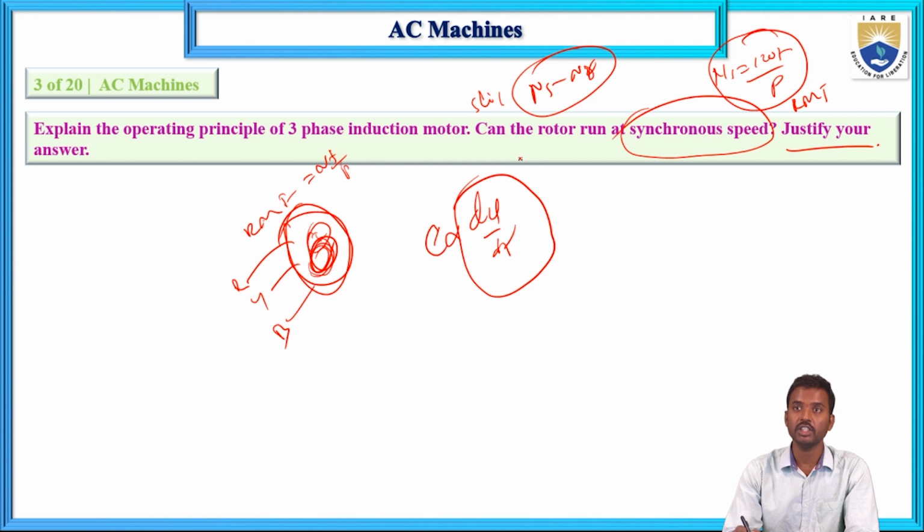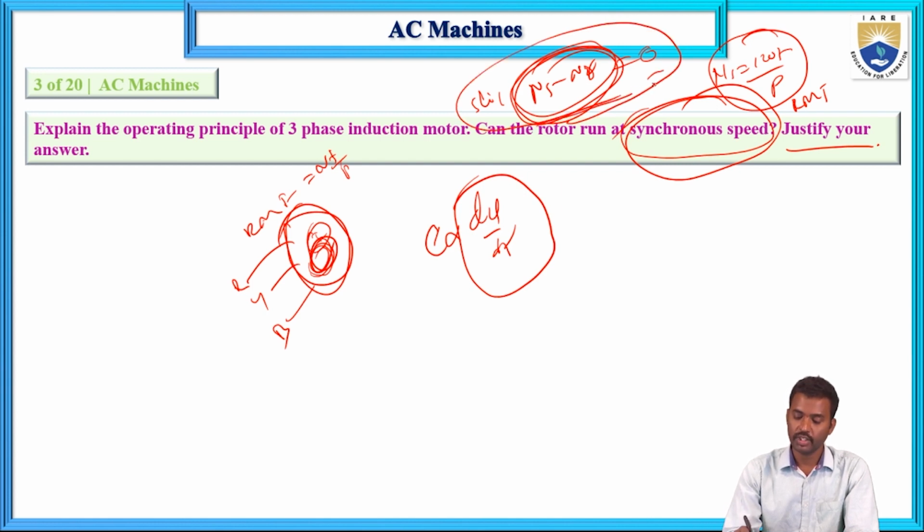There must be a change in flux, dφ/dt, with respect to time. So if the rotor speed equals the synchronous speed, there is no relative speed. So it is equal to 0. The speed difference is 0, which means there is no induced EMF. When the EMF is 0, there is no force on the rotor. So the rotor is at rest.